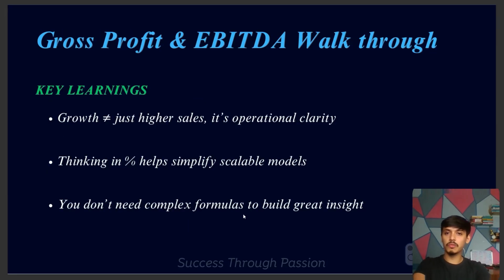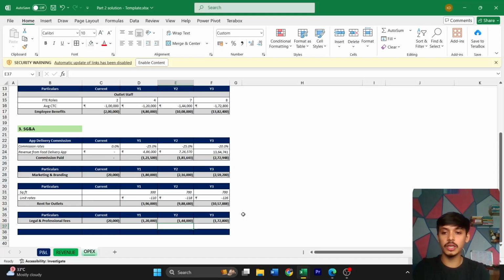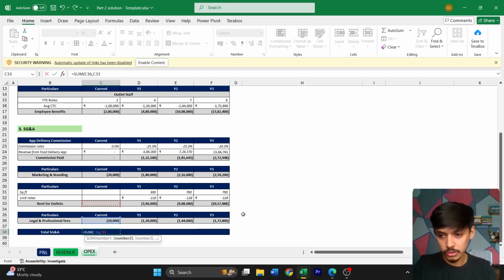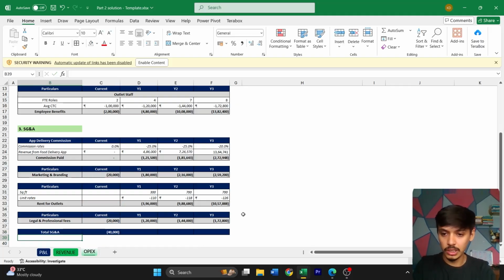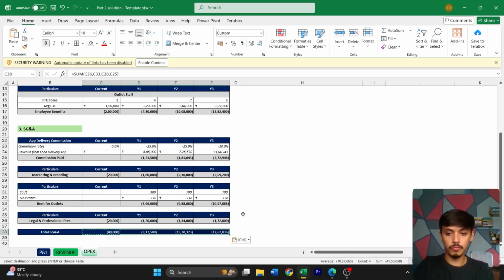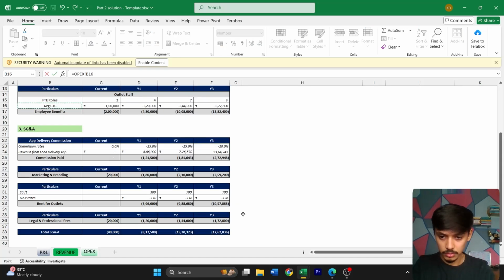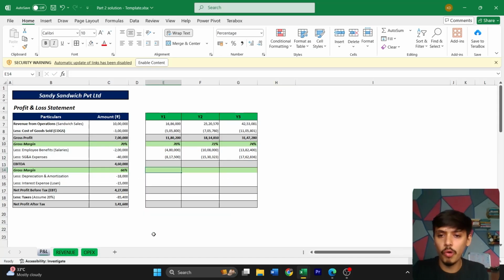Next, finally, we have gross profit and EBITDA, which we can only calculate after plugging in all the expenses. So the total SG&A, we will sum it up: legal fees plus rental plus marketing plus the commission to food delivery. Initially, for the current year we paid 40,000, and for years 1 to 3 we are paying 8 lakh, scaling to 17 lakh 62,000. So we are going to plug this number into the P&L. Starting with 8 lakh, we now have all the items ready to calculate the EBITDA and EBITDA margins.